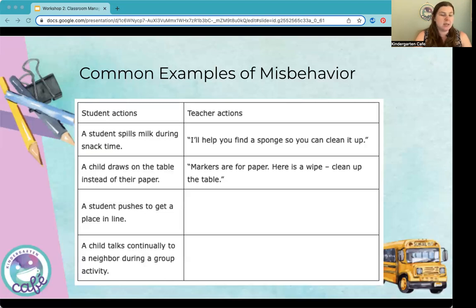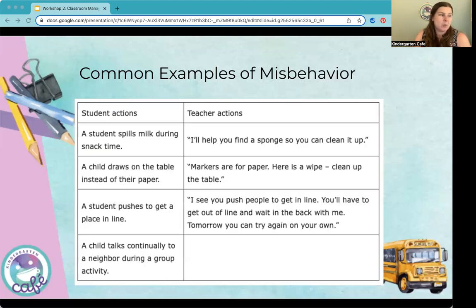A student pushes to get a place in line. I see you push people to get in line. You'll have to get out of line and wait back with me. Tomorrow you can try again on your own. I always emphasize, next recess you can try again. If they lose a privilege, tomorrow you can try again. Next recess you can try again, whatever. A child talks continually to a neighbor during a group activity. Take a break, go to the control spot, or I need you to go to the teacher table and work there. That's it.